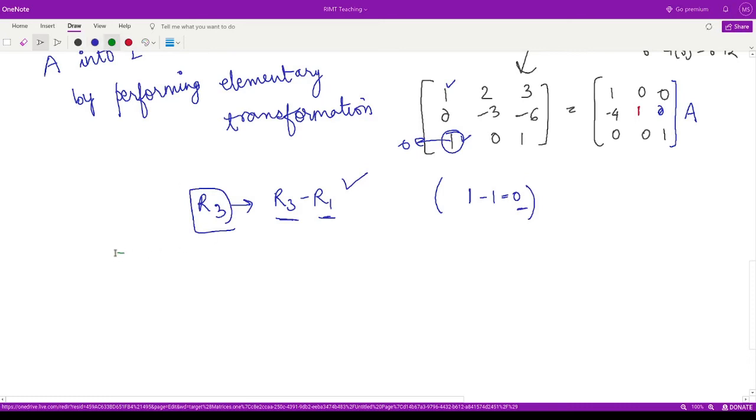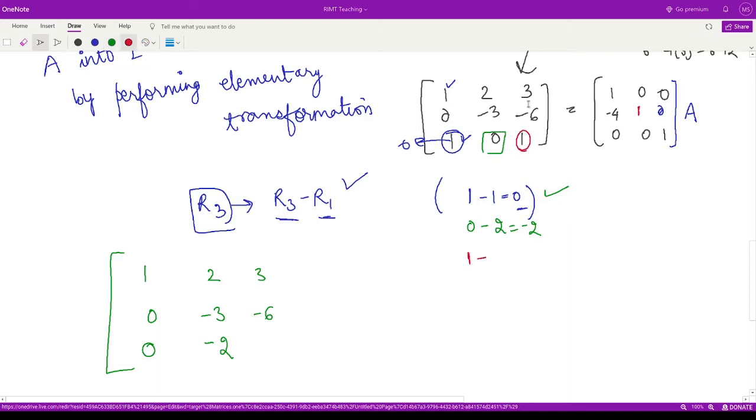Now after doing this operation, your first row would be as such, 1, 2, 3. Your second row would be as such. Why? Because we have not applied anything onto this. And the third row, it would be 0, right? Using this one, R3 minus R1. R3 is 0, R1 is 2. So it would be minus 2. So this element would be minus 2. And for the third element, it would be 1 for R3 and 3 for R1. So it would be minus 2 again, right? So this is your matrix A.